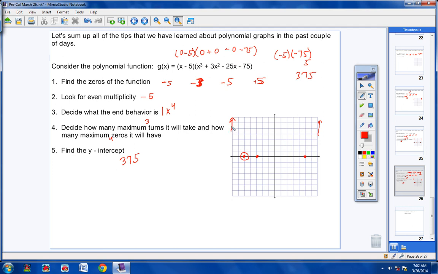We know the graph is going to come down, and we know it's going to hit here. And we know that's a tangent point, so we know it's going to go back up. Now, I'm not sure how far it's going to go back up, but we know it has to come back down and hit here. Okay? Now, let's see here real quick.